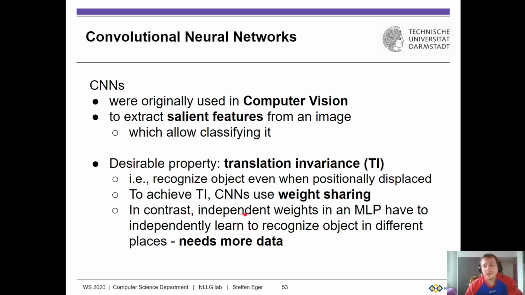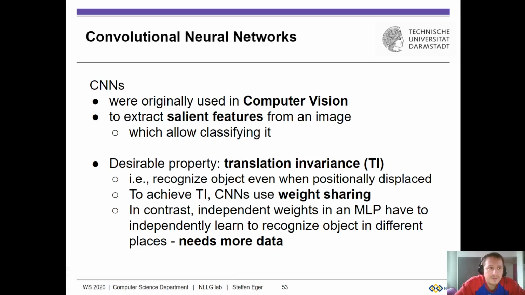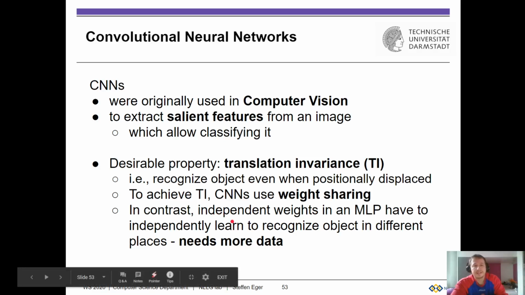In contrast, the weights in an MLP are independent, and that comes with another drawback. You would need a lot more data, because, let's say you have 100 weights, you have to train them individually. And as we've seen before, when we have a more complex architecture, we need more data. In contrast, CNNs have this sharing, so instead of 100 independent weights, they may only have 20 independent weights, so they can also work with less data.